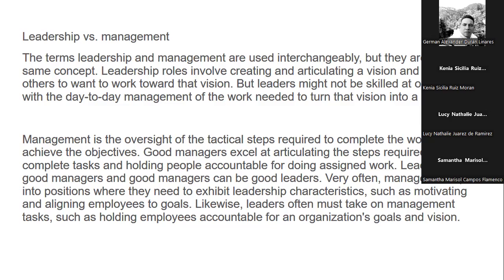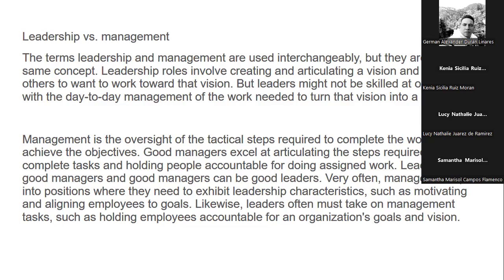I believe, in my personal opinion, that management has to be part of leadership. So if you are a good leader, you have to have management skills. Let's check what it says. The terms leadership and management are used interchangeably. So yes, people use one or the other, but it says they aren't the same concept. They are similar, but not the same.